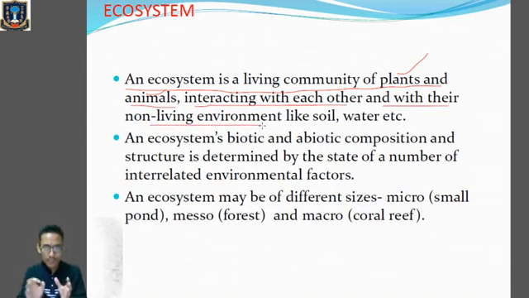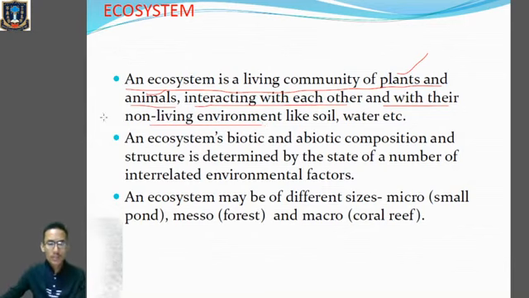So we can say that an ecosystem is a living component of plants and animals where we find interaction between the living components. Not only is there interaction between the living components, but also with the environment or the surroundings where they live. So here we find interaction between the living and the non-living components along with their surroundings. That gives the perfect definition of an ecosystem.